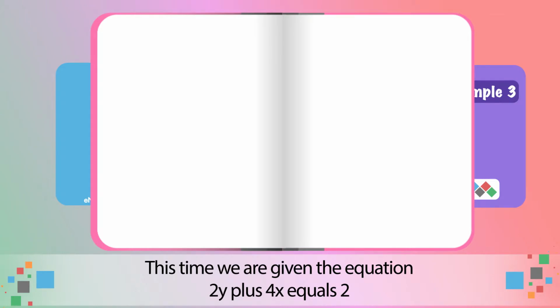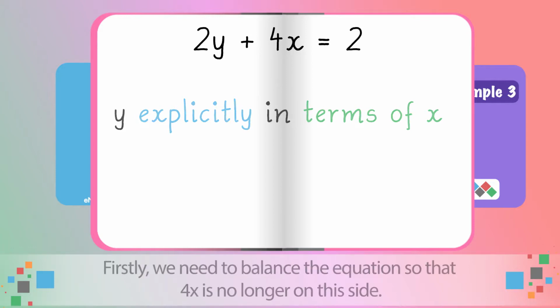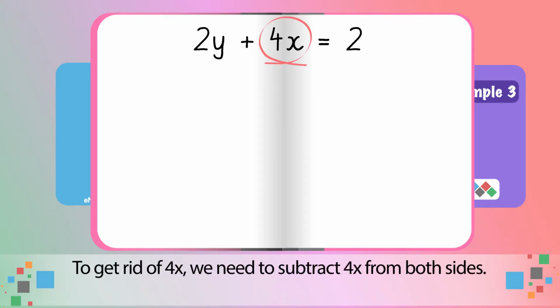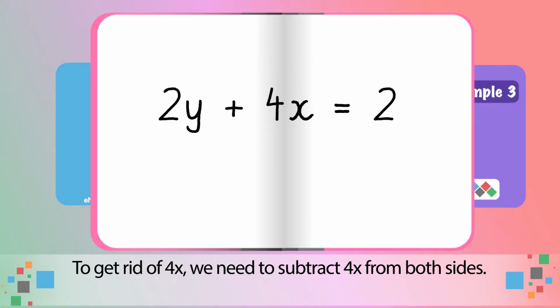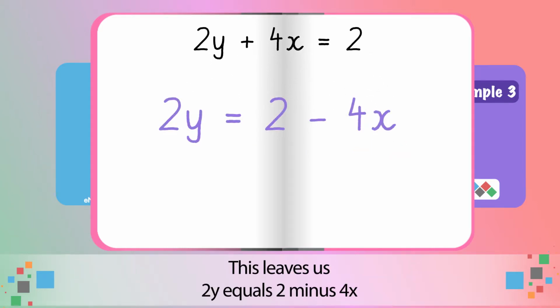Example 2. This time we are given the equation 2y plus 4x equals 2. Give y explicitly in terms of x. Firstly, we need to balance the equation so that 4x is no longer on this side. To get rid of 4x, we need to subtract 4x from both sides. This leaves us 2y equals 2 minus 4x.